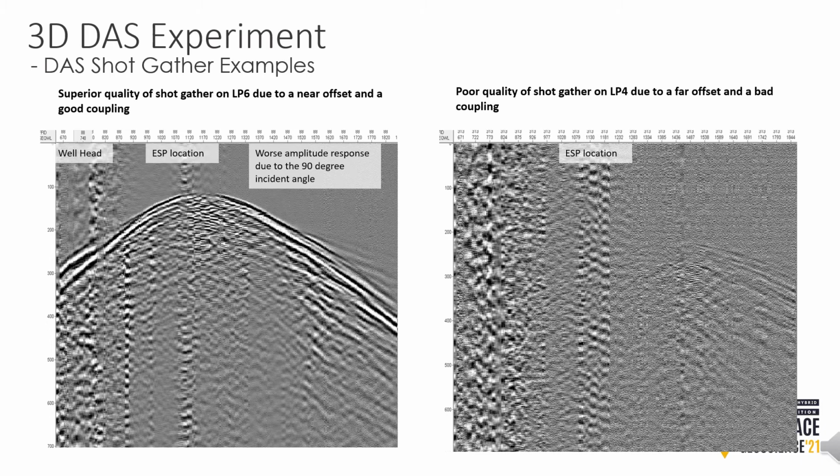The right panel of this slide shows a shot from cable 4 that has a bad coupling. The shot is also further away from the cable.